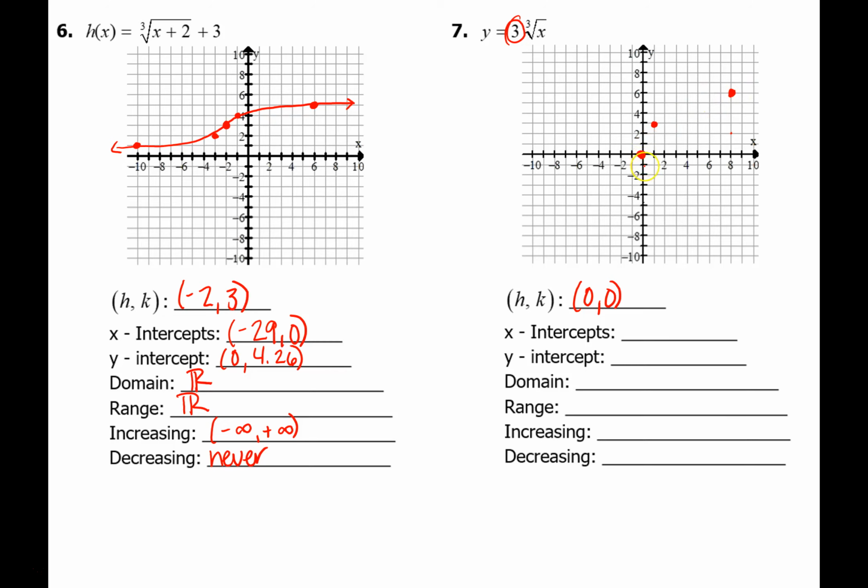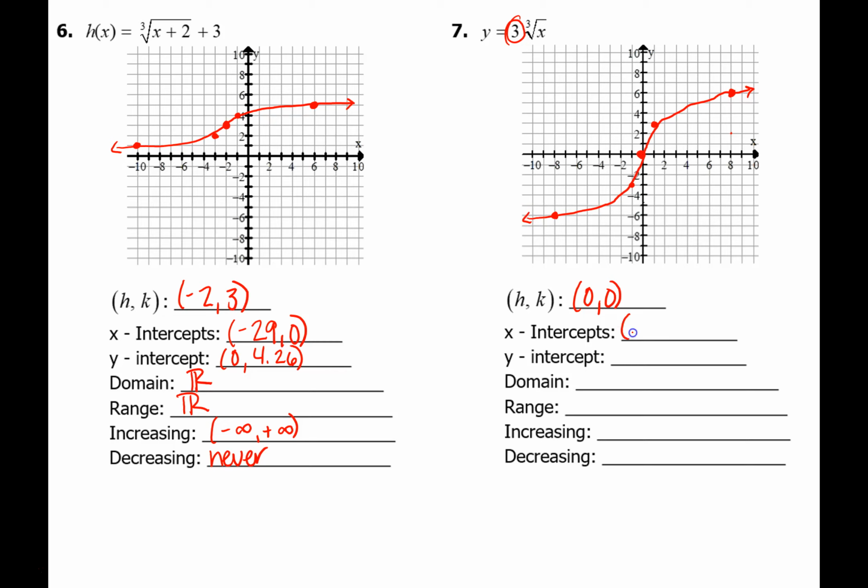Instead of going down just 1, I'm going to triple it and go down 3, but still over 1 cubed. Instead of going down 2, I'm going to triple it and go down 6, but 2 cubed is still 8, so I'm going over 8 units that way as well. And this gives me a very vertically stretched cube root function.